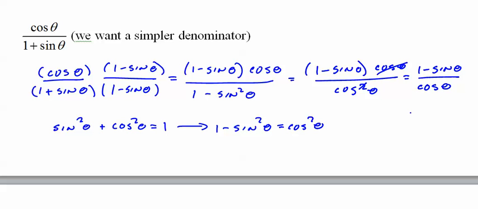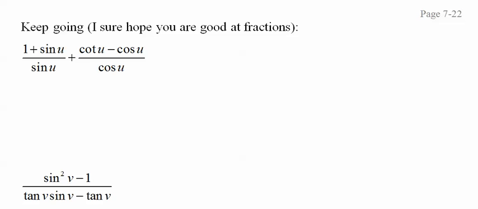Like to reemphasize, you might say, well, I don't really see that being all that much simpler, but it is. It's gotten rid of the addition on the bottom. It's definitely something that's easier to handle. So this is just going to keep going and going and going. So as I have said before, I really hope you're good at fractions.